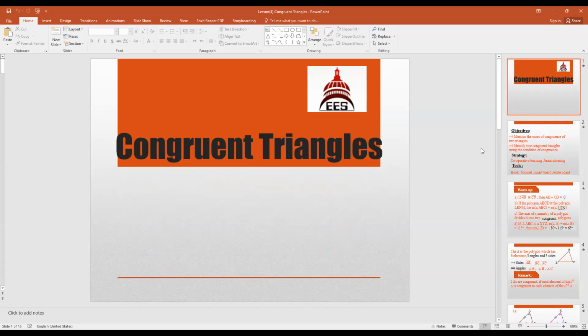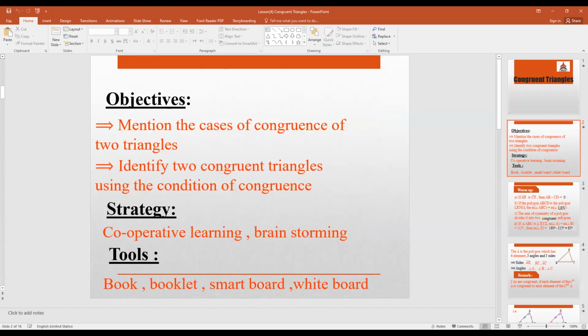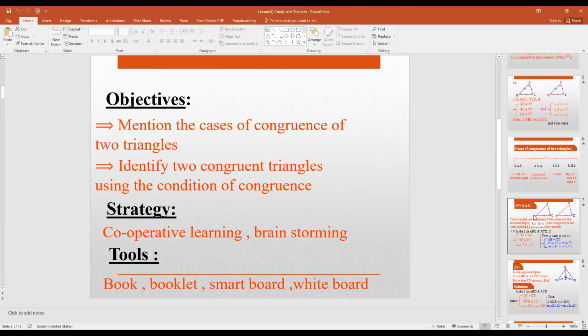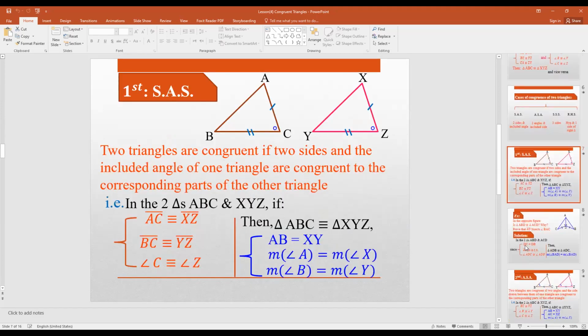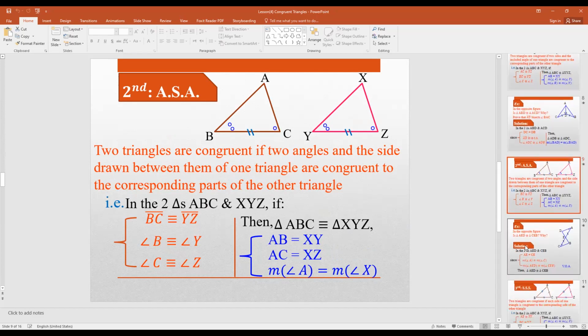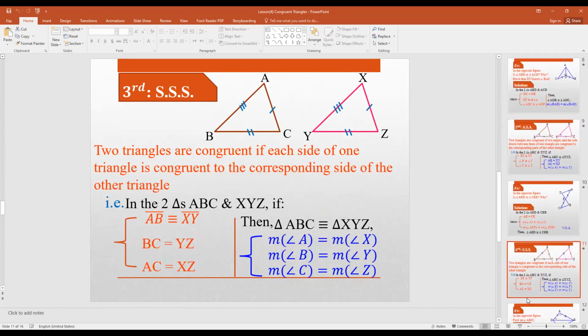The first case is side angle side. The two triangles are congruent if two sides and the included angle are congruent to the corresponding parts of the other triangle. The second case is angle side angle: two angles and the side drawn between them in one triangle are congruent to the corresponding parts of the other triangle. And the third case is side side side: the two triangles are congruent if each side of the triangle is congruent to the corresponding side of the other triangle.